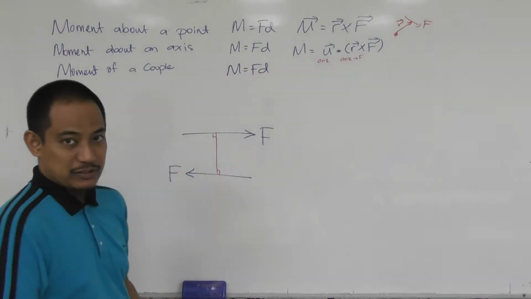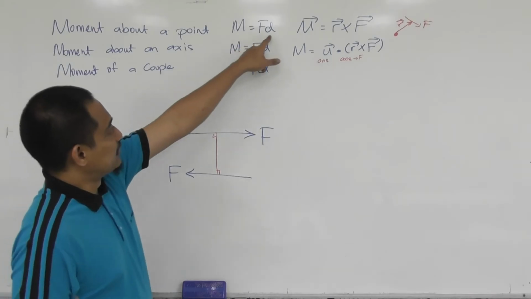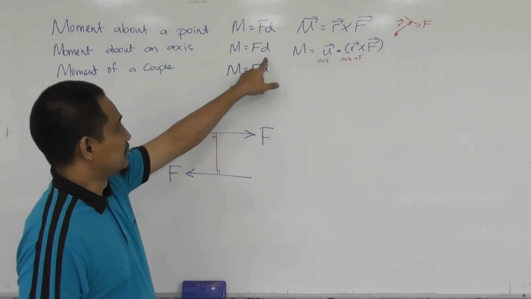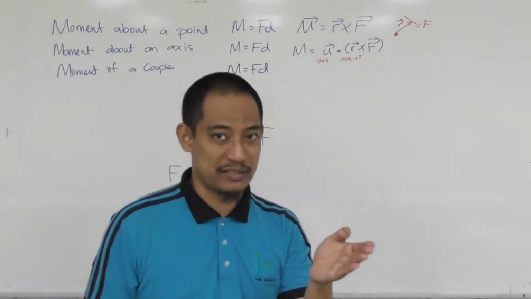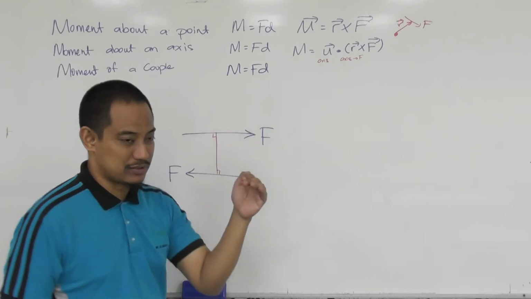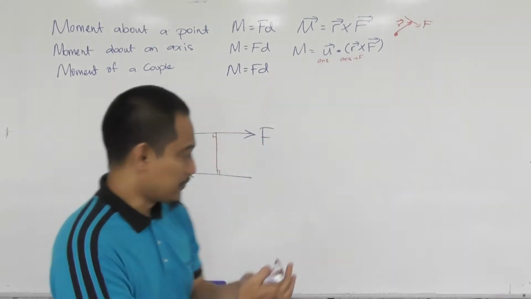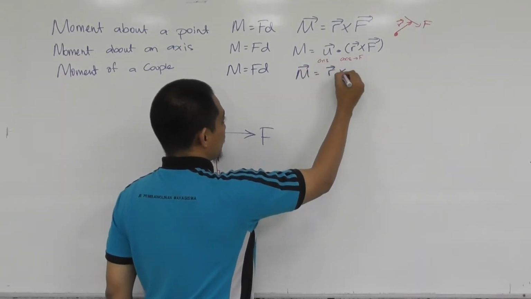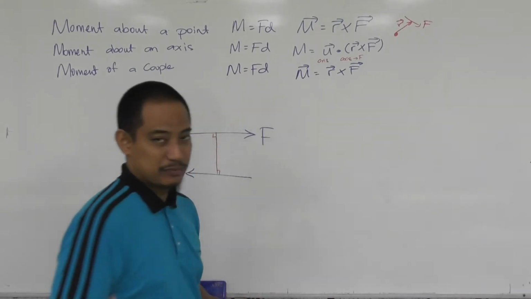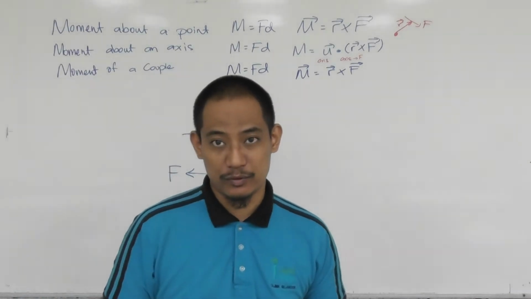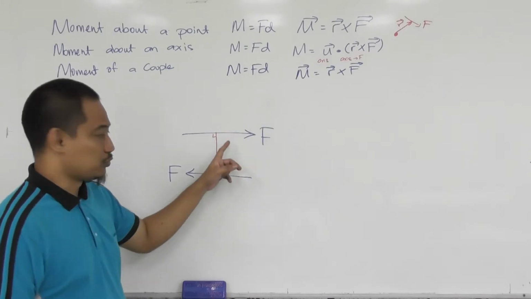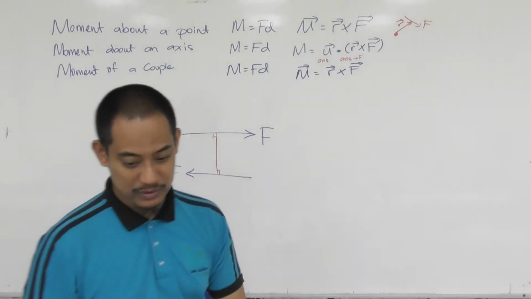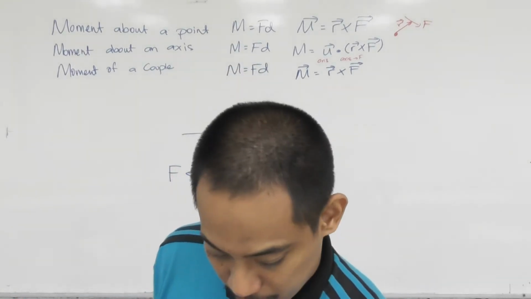Of course, the difference here is for moment about a point, this distance is just from the point to the force, and it should be perpendicular to the force. For moment about an axis, this distance is perpendicular to both the axis and also the force, and obviously for a couple, this one is the distance perpendicular to both of the forces, right? And for this one, M equal to r cross F, and we will discuss about this a bit later, because what we have is only just two forces, and so we have to discuss what is r and which one is F, because we have two F, right?